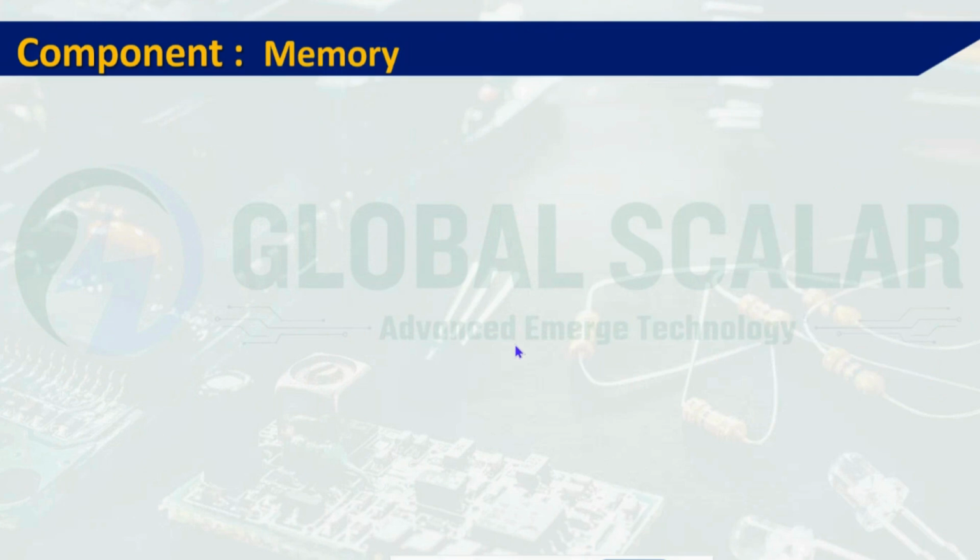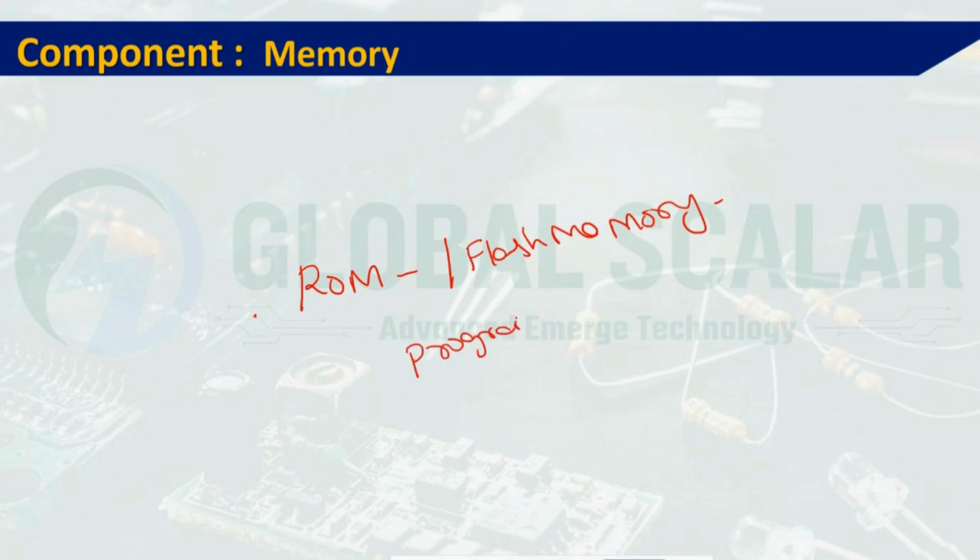We have ROM memory, which we also call flash memory. This memory is used to store the program code. We call it firmware as well, and it is a non-volatile memory, so it cannot be erased even if the power is off.